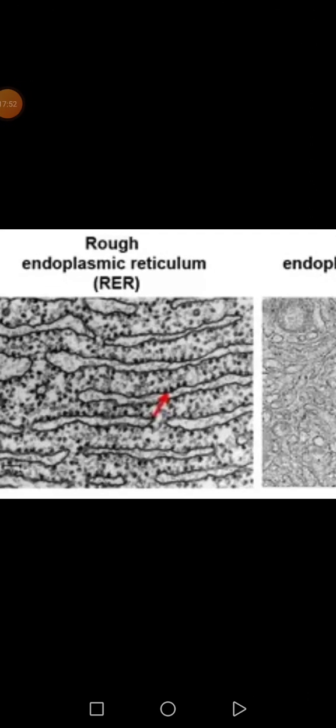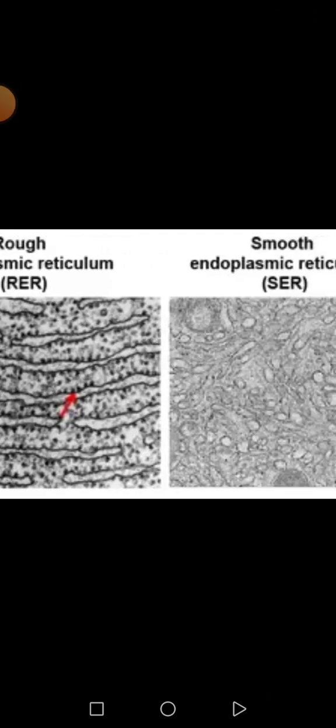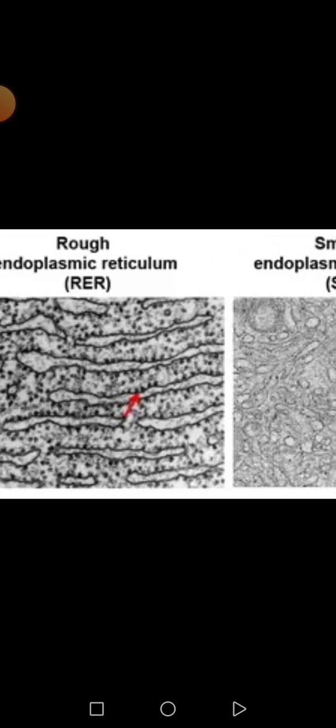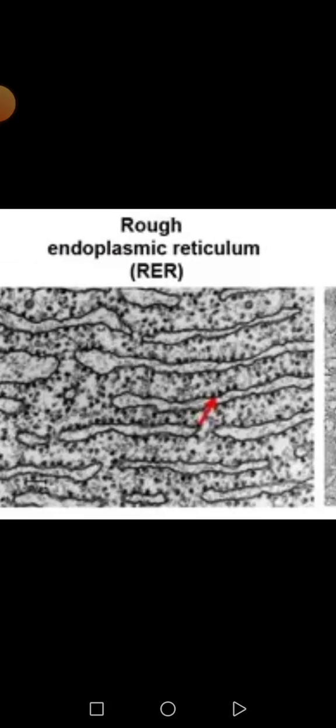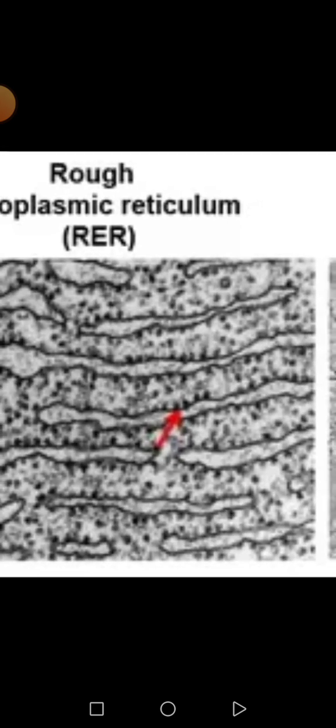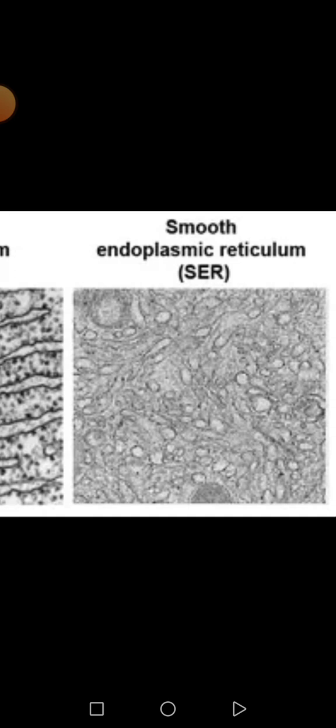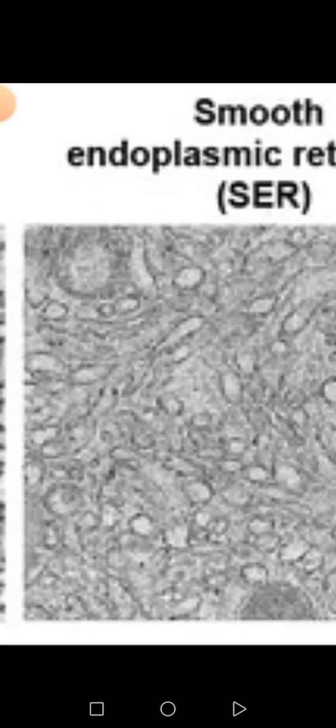Welcome back. So here are the rough endoplasmic reticulum and smooth endoplasmic reticulum under the electron microscope. You see those dot-like structures? Those are called ribosomes. So it's called rough ER due to the presence of ribosomes. You will get those slides in the exam. In the smooth endoplasmic reticulum, you can't see any dots in the outer part of the membrane.